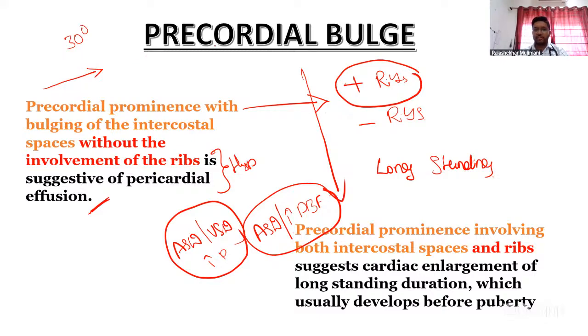And if the examiner asks what is the importance of precordial bulge, just say any precordial bulge suggests that there is a long-standing cardiovascular disease developed during a young age. This is how you should say. You can never tell that it is due to ASD, it is due to VSD, it is due to mitral regurgitation. You cannot definitely say that the precordial bulge is due to some particular cardiovascular disease. It can be there in any disease which is there since long standing, but more commonly it is seen in ASD and VSD.